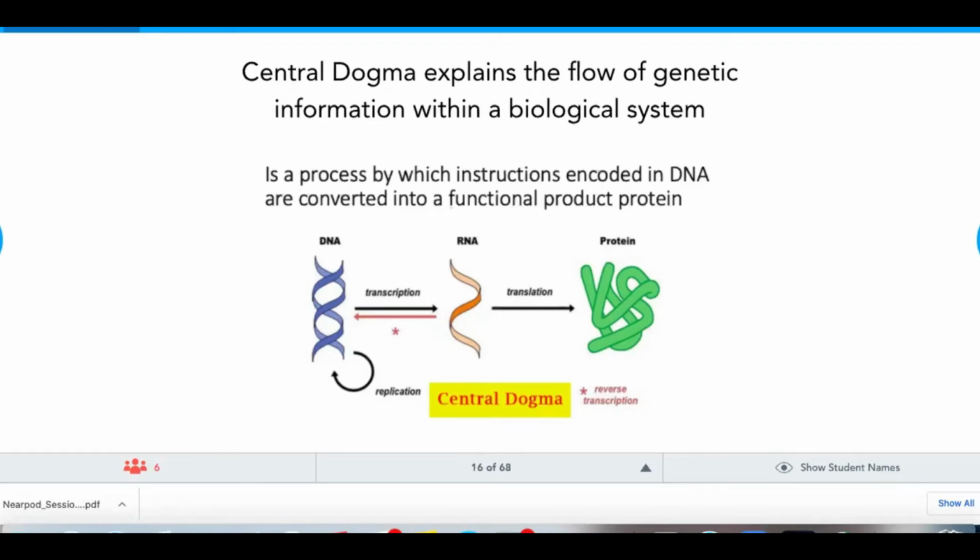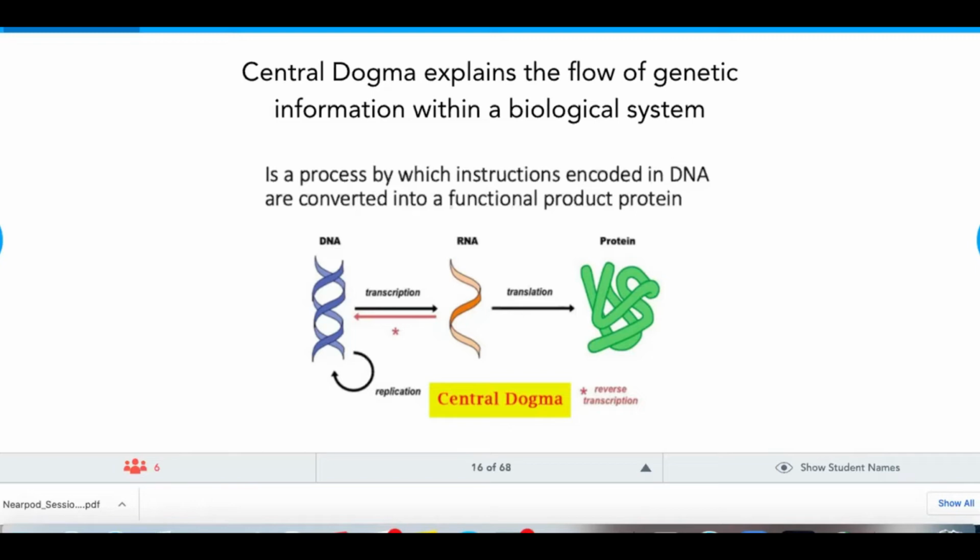So what is central dogma? Central dogma just explains the process by which instructions that are part of the DNA are converted into a functional product, protein, via RNA production. So the DNA to RNA conversion is called transcription. And then the RNA to protein conversion is called translation.